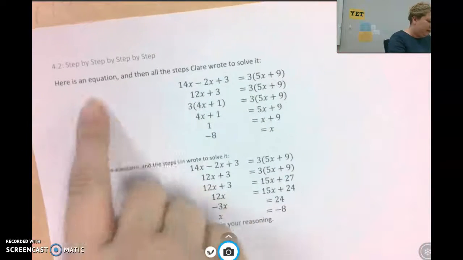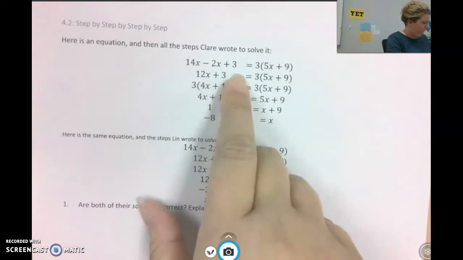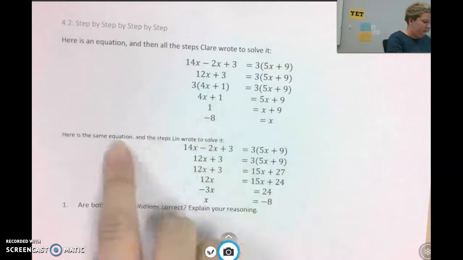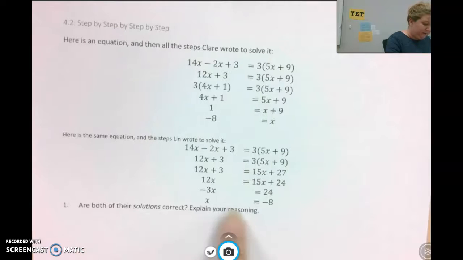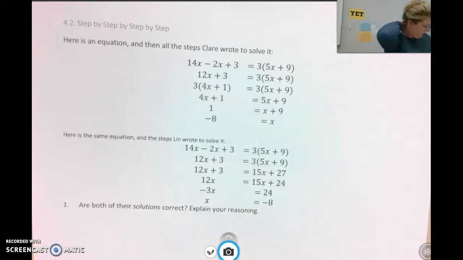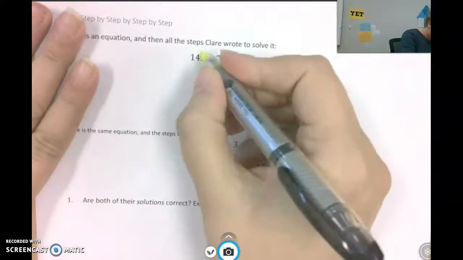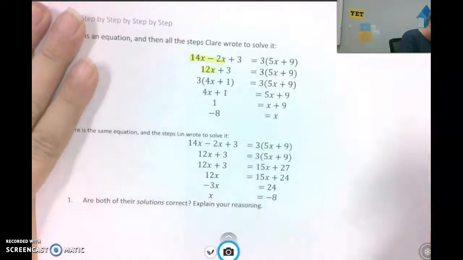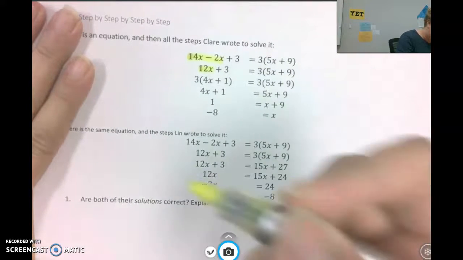Okay, here's an equation and all the steps Claire wrote to solve it. Here's the same equation and the steps Lynn wrote to solve it. Are both correct? Explain your reasoning and describe some ways they look alike or different. Okay, so let's just look at this with a critical eye. It looks like they've combined this to get 12x, then the plus 3. No change over there yet. Okay.